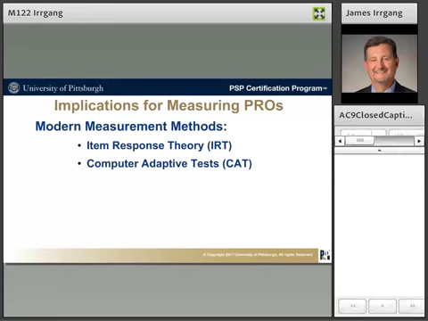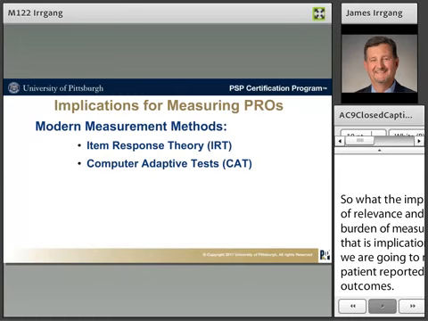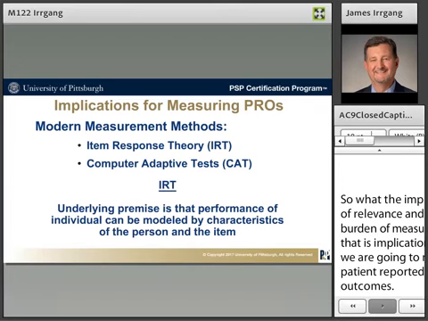So when we look at the implications of relevance and the burden of measurement, that has implications for how we're going to measure patient-reported outcomes. And there are new modern measurement methods, namely item response theory and computer adaptive test, that can be used to help improve our outcome measures.